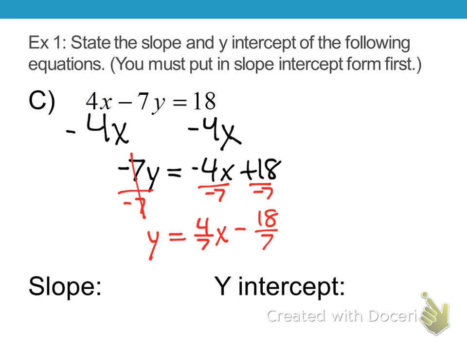Questions so far? In my opinion, this is the hardest part. Once it's in this form, these two are pretty easy to pick out. What's the slope? 4 over 7. Good. What's the y-intercept? 0, and then keep that sign. We need negative 18/7. Questions?